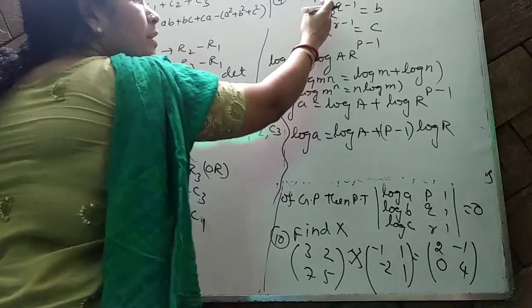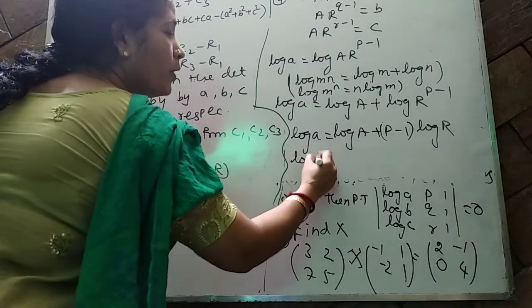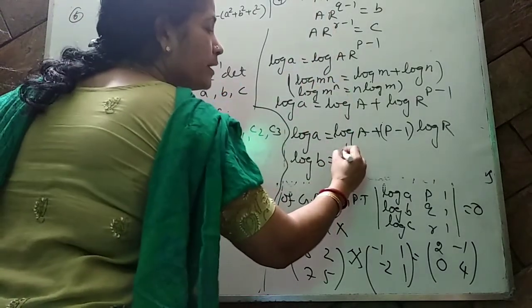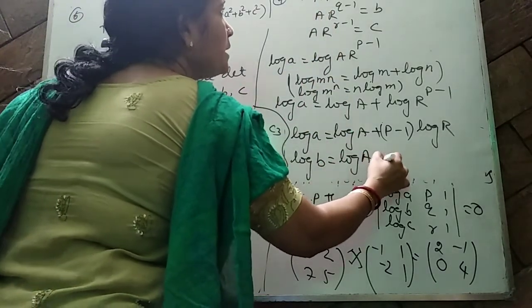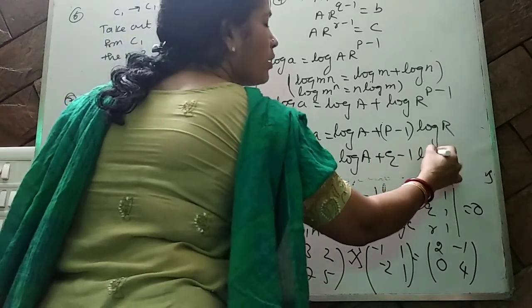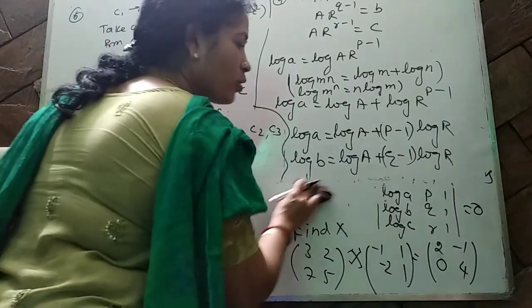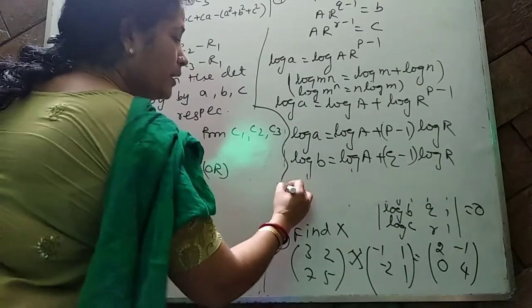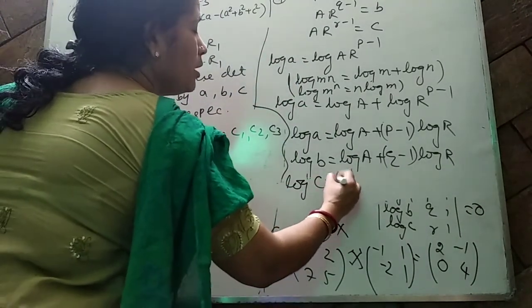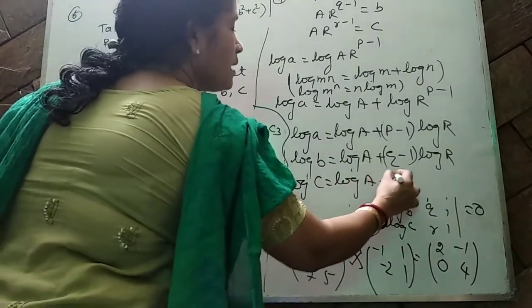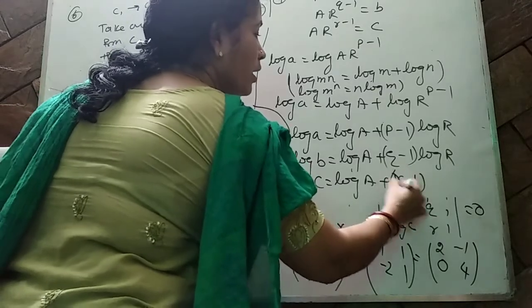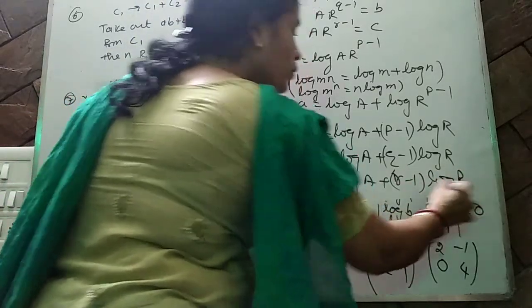Similarly, you have to find the value of log B. Log B we will get similarly: log A plus Q minus 1 into log R. I don't know whether you are clear or not. Next, we will get log C equal to log A plus R minus 1 into log R. Now you have to do one thing, better.